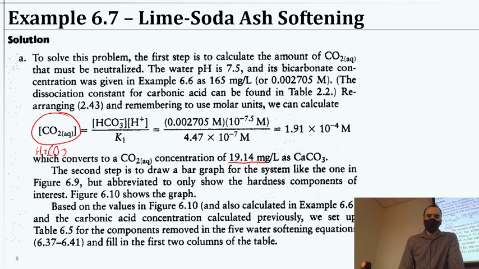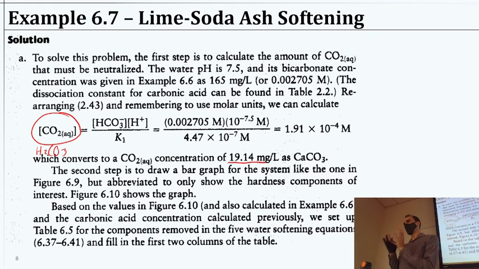And it says the second step is to draw a bar graph, and that's what I was mentioning a moment ago, for the system, like the one in the figure that I'll show you in a moment. Or actually, that's referencing the previous example. In this example, they say we're going to abbreviate it just to deal with the things that we need right now. So the former one was a little closer to charge balance. This one's just going to deal with these five steps of softening. Okay, show only the hardness components in particular.